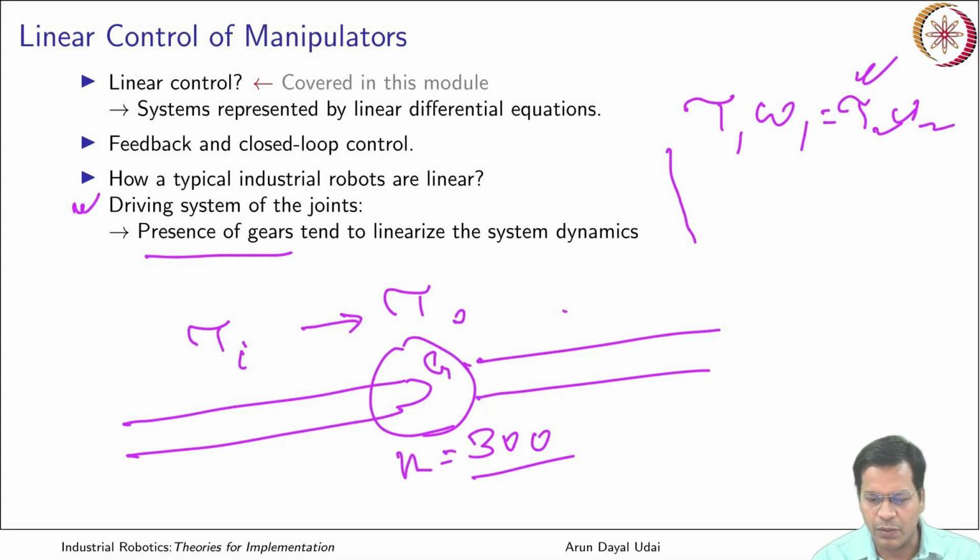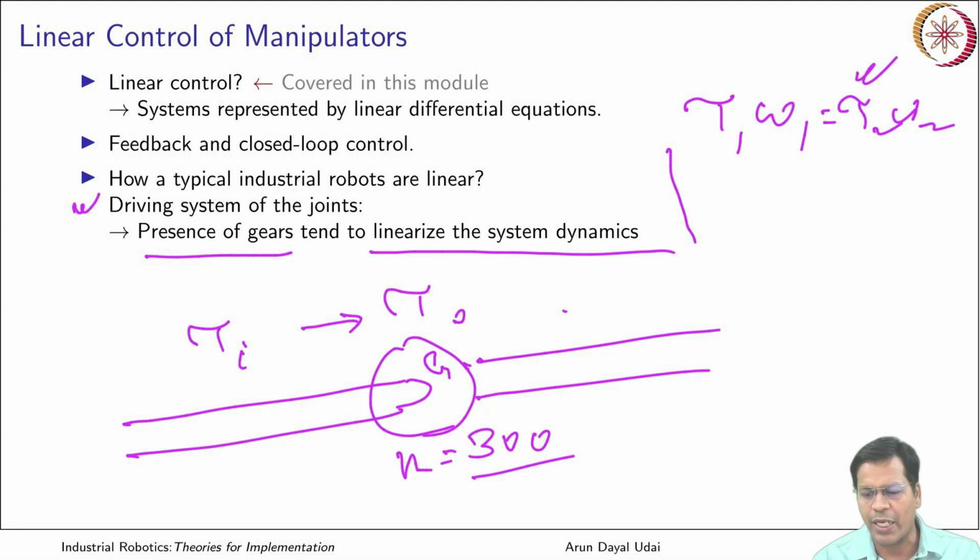So doing it like this linearizes your system dynamics. We'll again see this when we do DC motor modeling for our joint. So we'll see there are electromechanical features which go into that model.